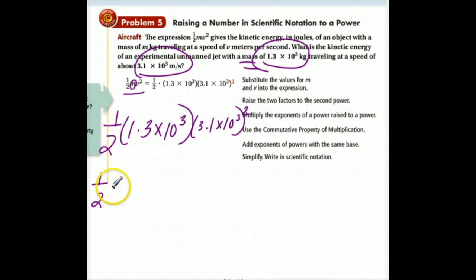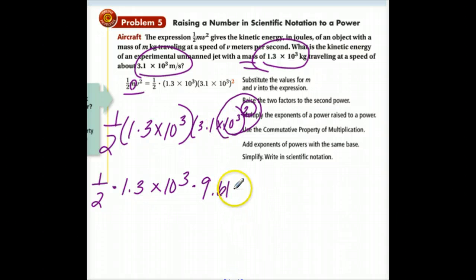All right, so I'm going to rewrite all my factors. 1/2 times 1.3 times 10 to the 3rd times 3.1 to the 2nd power. I'm going to find out what that is right now. 3.1 in my calculator raised to the 2nd power is 9.61. And 10 to the 3rd to the 2nd power. Multiply the exponents. 10 to the 6th.